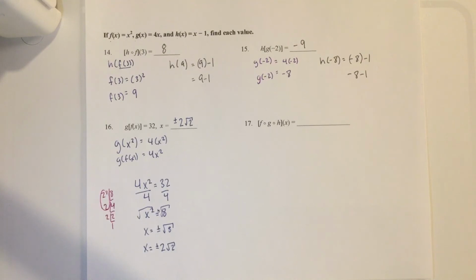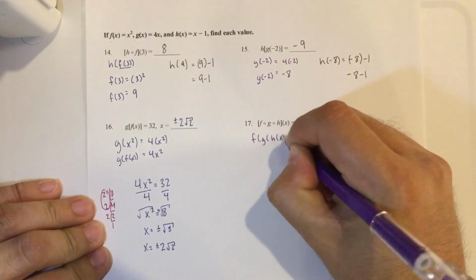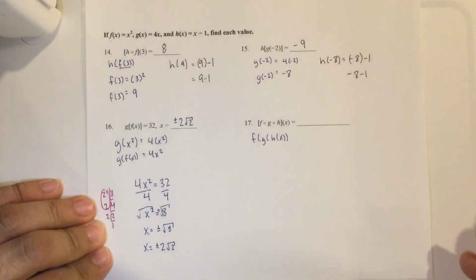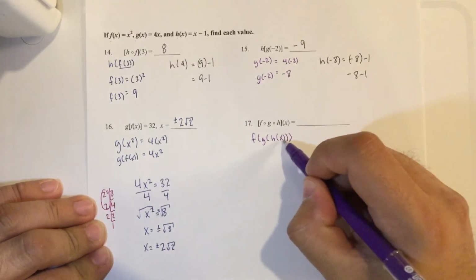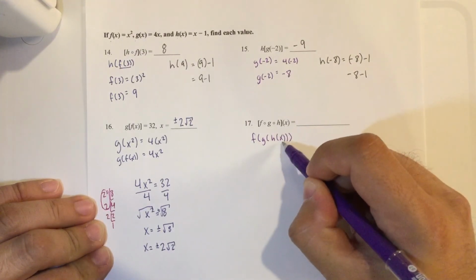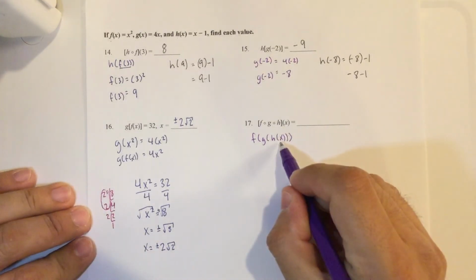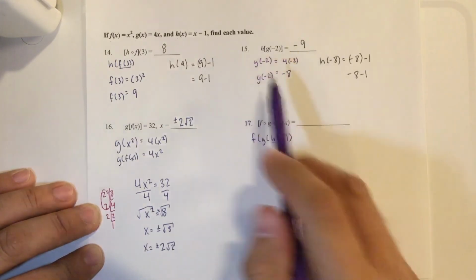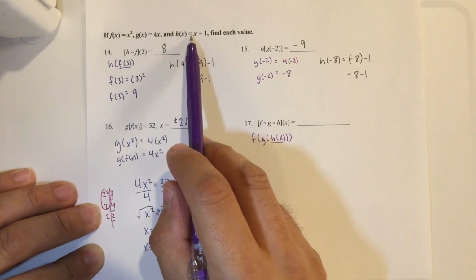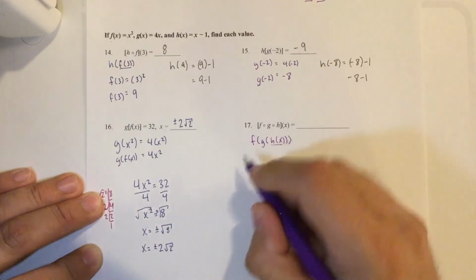All right, last one, f of g of h of x. We can tell it should be 3 of them, right? We can tell this should be an expression because we have an x and not a value. So let's start with h of x. H of x, if we go over here, is x minus 1. So I'm going to do g of x minus 1.